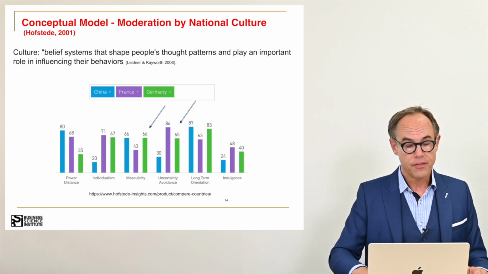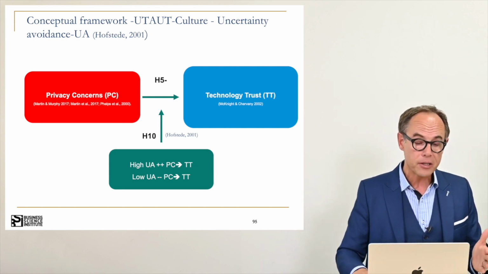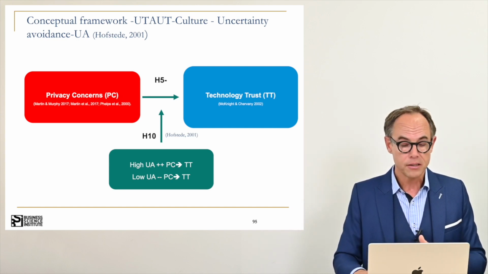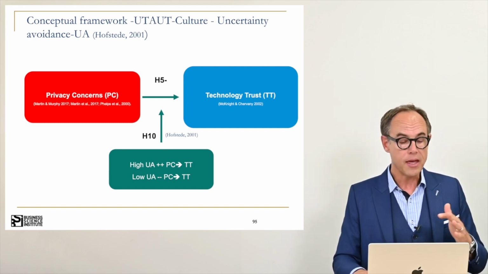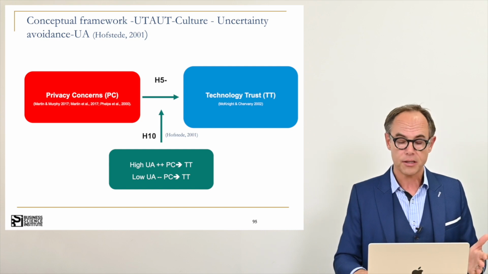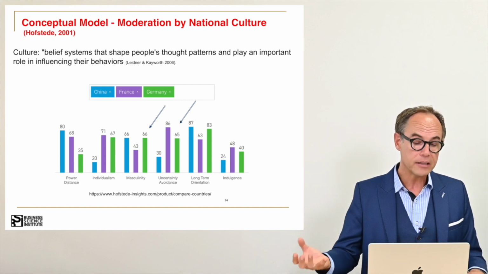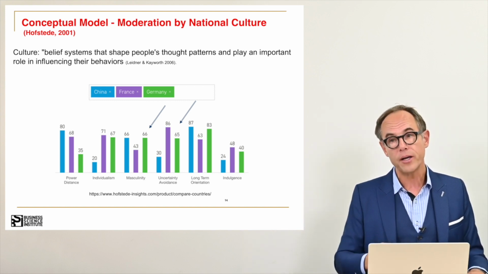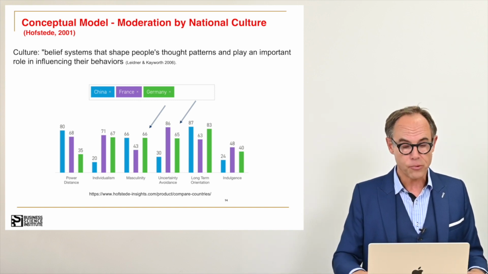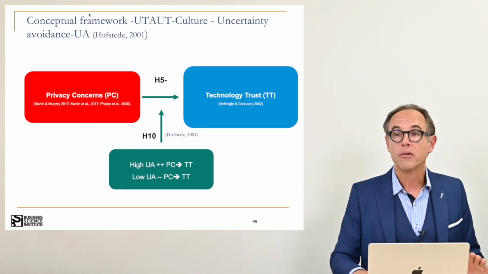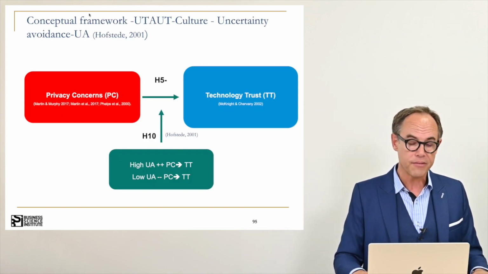So, in other words, the higher the uncertainty avoidance, the stronger should be the impact of privacy concerns on technology trust. On the other hand, the lower the uncertainty avoidance, the lower should be also the impact of privacy concerns on technology trust. For example, here in Hofstede's framework about culture, we see that countries like China have low uncertainty avoidance, whereas Western cultures have high degrees of uncertainty avoidance. So we expect that in Eastern civilizations, uncertainty avoidance should be less impactful than in Western civilizations.